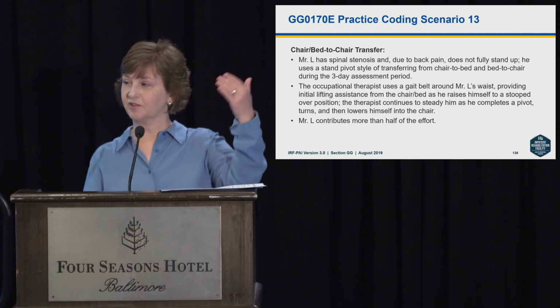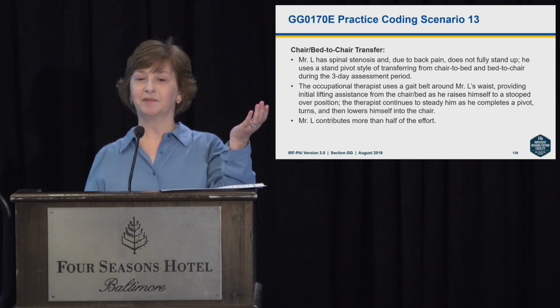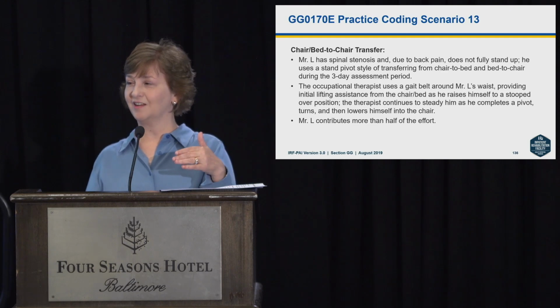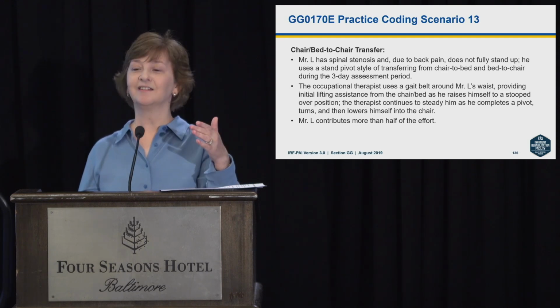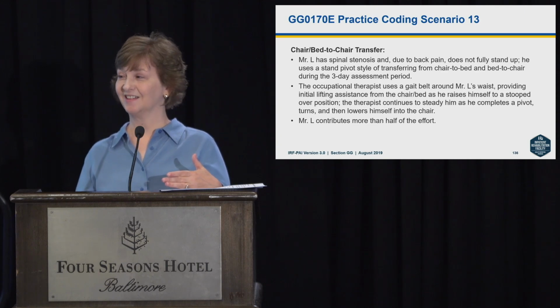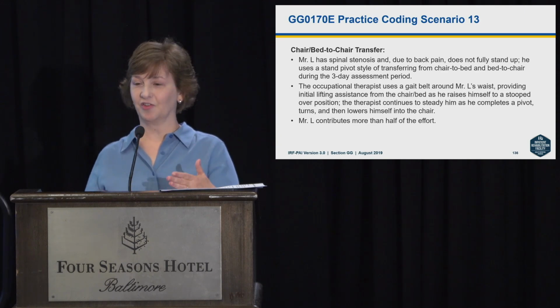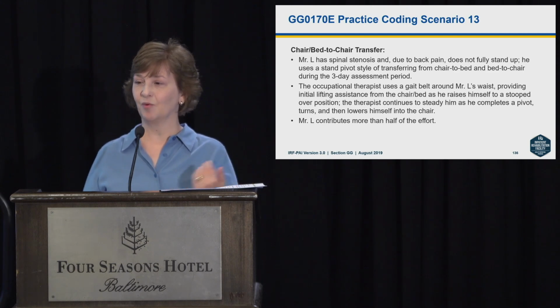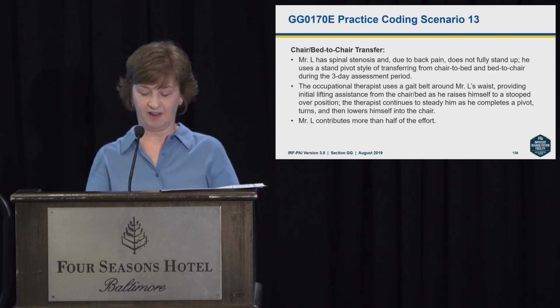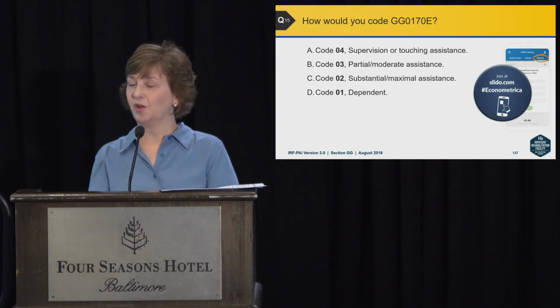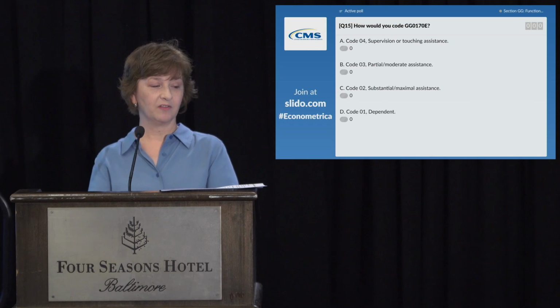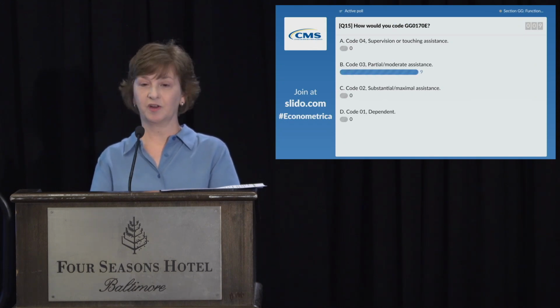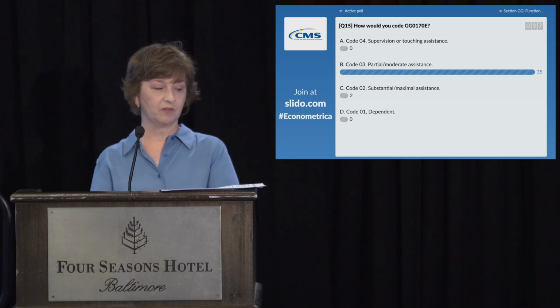So if we were going through the decision tree, does he need help? Yes. Is it more than just setup assistance? Yes. Is it more than steadying assistance? Okay, and so we're down to either a 3, 2, or a 1, and so again, you'll be making a determination about, does the helper provide less than half of the effort, more than half of the effort, or all of the effort? The options that you have on Slido are 04, supervision touching assistance, 03, partial moderate assistance, 02, substantial maximal assistance, 01, dependent.